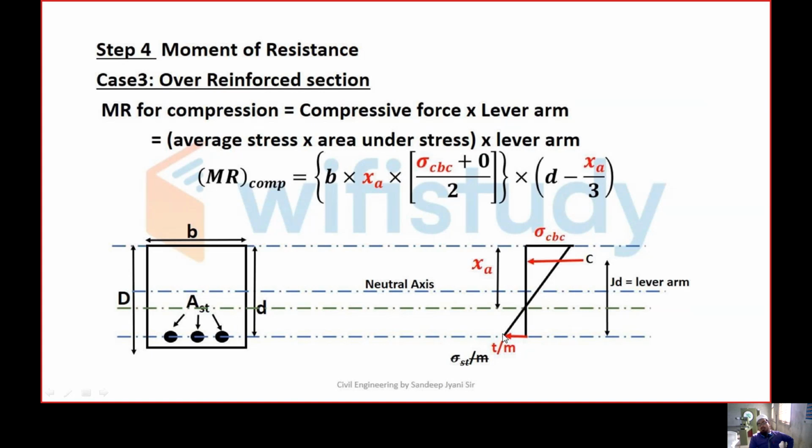Here you can see that the stresses in the compression zone are not as much as the stresses in the tension zone. Why? Because over reinforcement is given. Once the over reinforcement is given, the maximum stresses will be carried by that over reinforced part, that is, the steel will be carrying the maximum stresses.